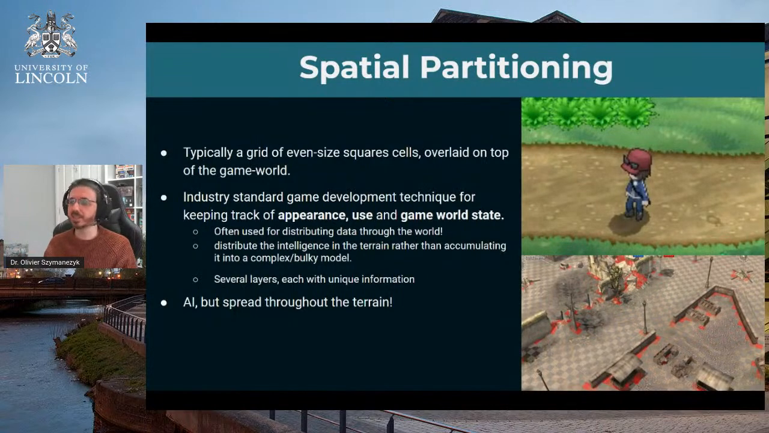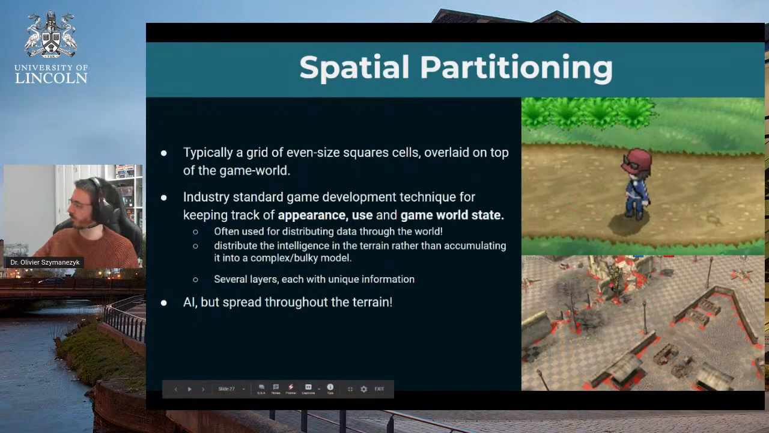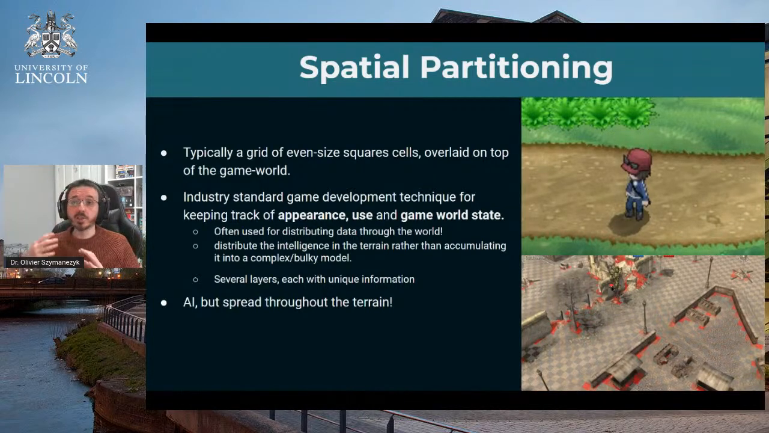Let's have a look at existing video games. So we've got games like Pokemon or Call of Duty, that's Company of Heroes, Oliver, not Call of Duty. What they do is they tend to subdivide the world into a grid. So Pokemon games do that. They just take the entire world and subdivide it into cells. And it's an industry standard.